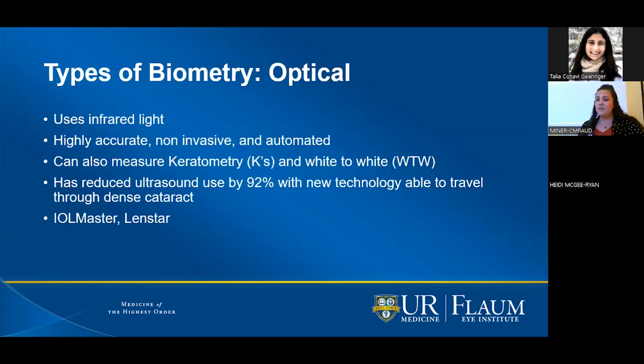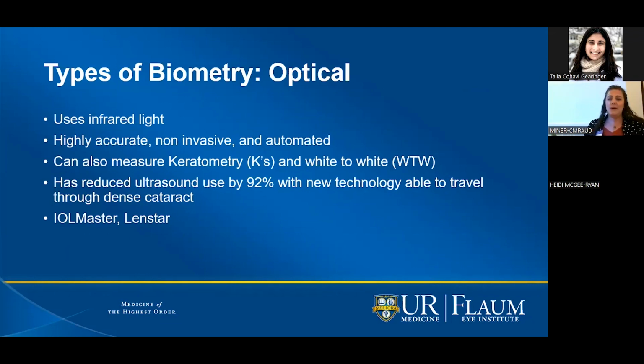So the newest form of biometry is called optical, and this is what we mainly use today. These are the IOL Master and Lenstar, which are the more common ones, and they use infrared light instead of sound waves. These machines are all automated. They're very accurate. They're non-invasive, so nothing's touching the cornea.